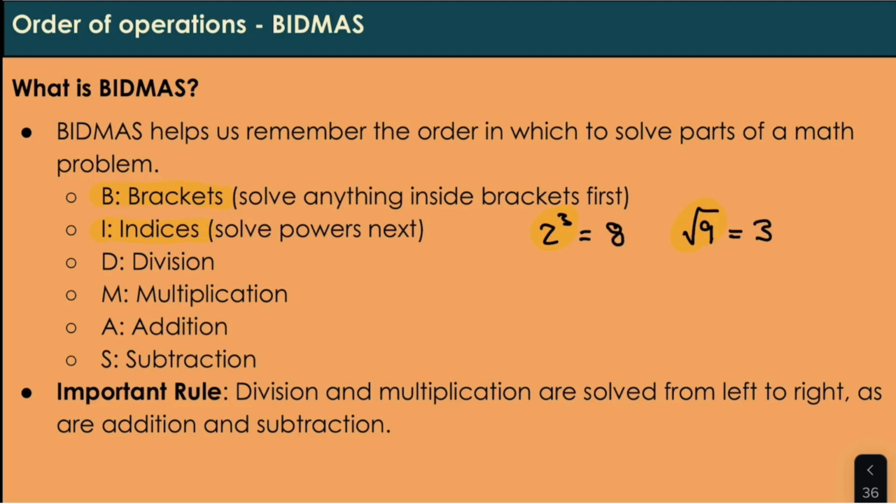Next we have division and multiplication. The order of these two, they are equally important. So if you ever get to a situation where you have division and multiplication, you simply work from left to right. The same rule applies for addition and subtraction. They are equally important. So when you have addition and subtraction, whatever's on the left, you do that first, and you just work from left to right.